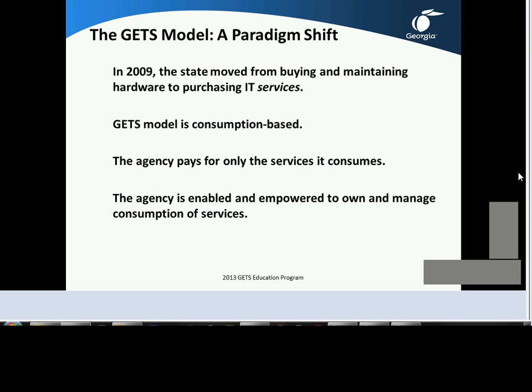And at the end of the day, the agency owns consumption management. GTA provides transparency into the actual cost of services, and also provides the training and tools that empower the agency to manage its consumption. The agency avoids costly investments in equipment that quickly become obsolete, and the ongoing cost of IT staff needed to maintain that equipment.